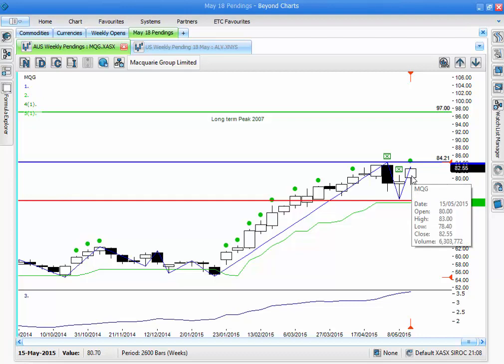So Macquarie, in this particular case, we've got an on-stop order at 84.21. Our protective stop, remember, must be at least 2 ATRs below our entry, and it must be at least 0.5% below the most recent trough. So we have a protective stop there at 74.22. Just keep in mind on this one that we do have a long-term peak at around the $97 level. So that's the only one I could find on the Australian market at the moment.